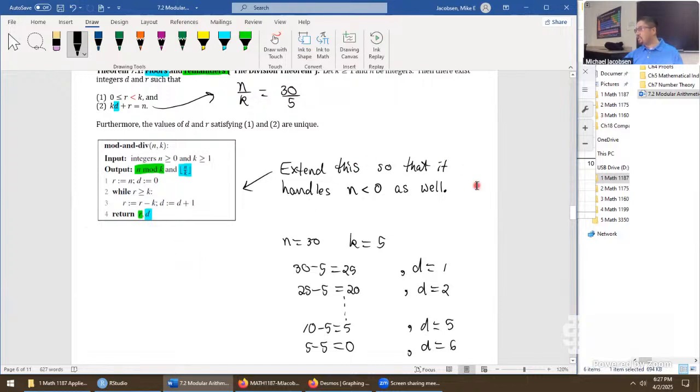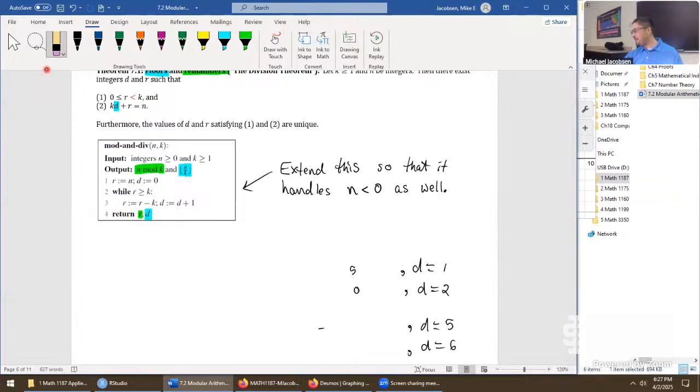But now our goal is to extend it further. Any questions at the moment about the first part of the algorithm itself? Okay, I'm going to erase some of the scratch work here so it's not as much of a distraction as we go forward. And now let's do the extension.